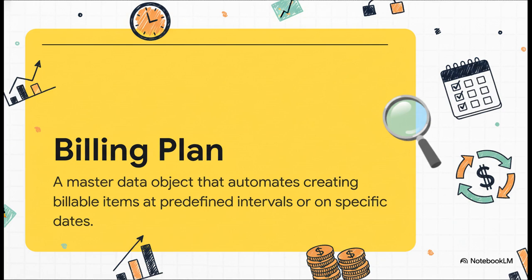So what is it really? Think of a billing plan as a smart blueprint for a contract. You set it up one time. It's a core piece of bigger systems like SAP Convergent Invoicing, and its job is simple. It tells the system exactly what to bill and exactly when to bill it. After that, it's completely hands-off. It just works, creating all the right charges automatically.